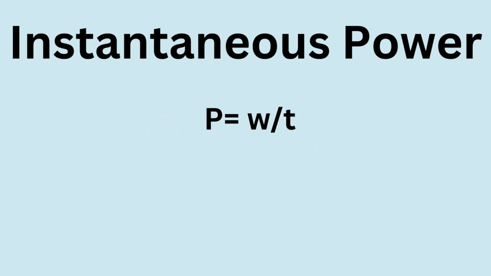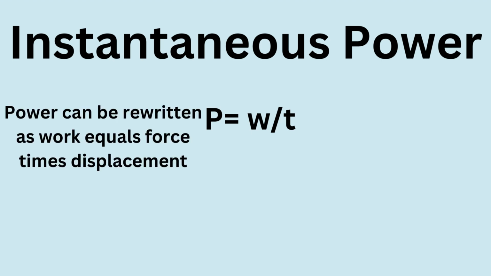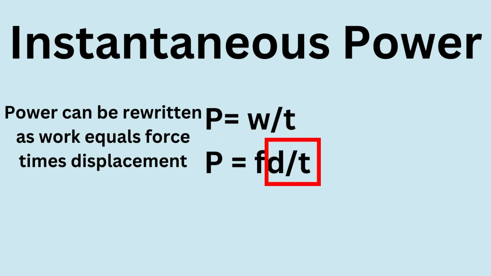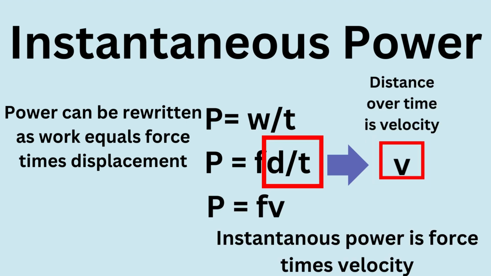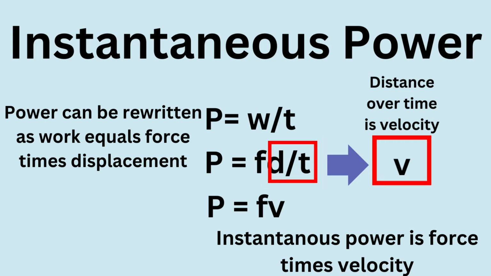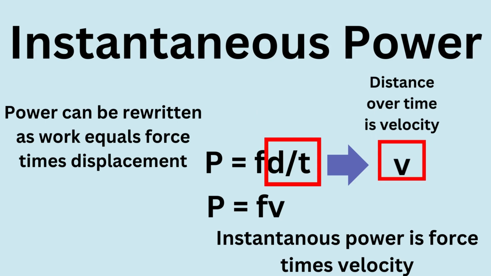Instantaneous power is slightly different from average power. It's the power being used at a given moment instead of over a long period of time. We can rewrite our power equation to force times displacement over time. Remember that displacement over time is the same thing as velocity. So instantaneous power is force times velocity.